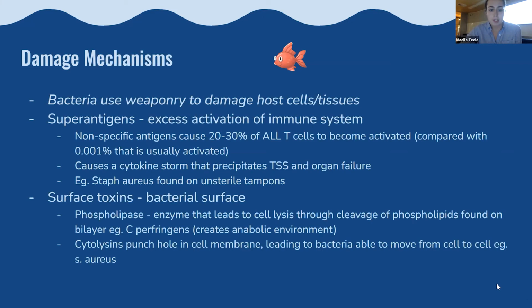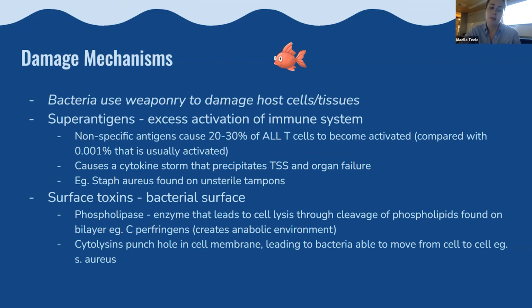So damage mechanisms. Bacteria use weaponry to damage the host cells and tissues. One example of this is superantigens. Bacteria can cause excess activation of the immune system. Antigens presented by the bacteria can cause 20 to 30% of all T cells in the body to become activated. Usually when you have a bacterial infection, you have 0.001% activated. But if you've got non-specific antigens, superantigens, that can cause 20 to 30% of all your T cells. This can cause a massive cytokine storm, which can precipitate toxic shock syndrome and organ failure.